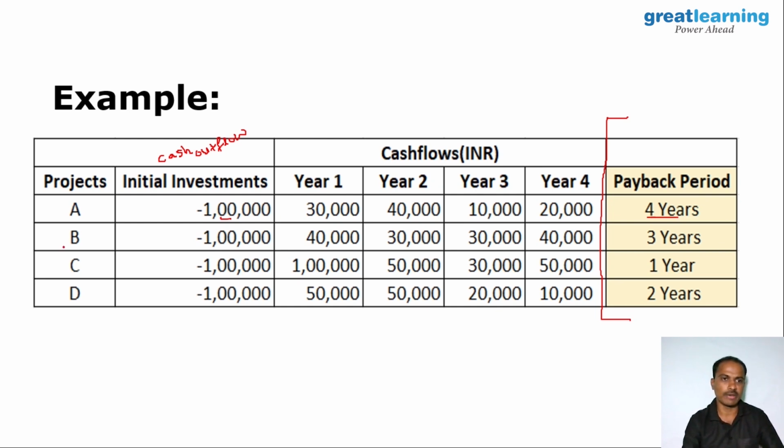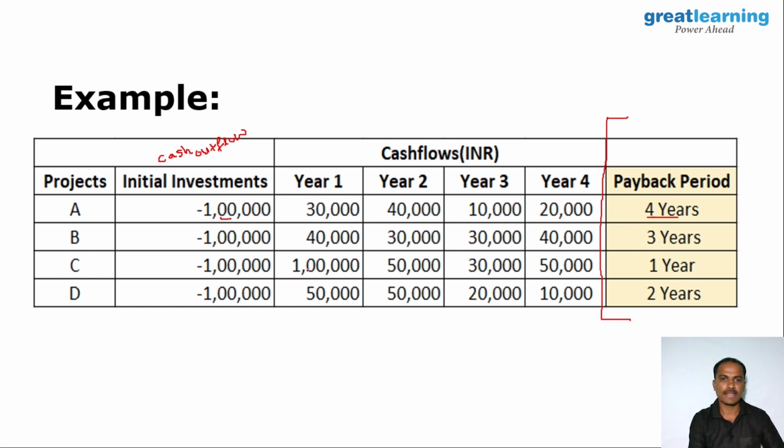Now let's see project B. Project B is recovering 40,000, 30,000, 30,000, 40,000. So 40,000 plus 30,000 plus 30,000. So third year, okay, 40,000 plus 30,000, 70,000, 70,000 plus 30,000, 1 lakh. So in the third year, project B is recovering the initial investment.